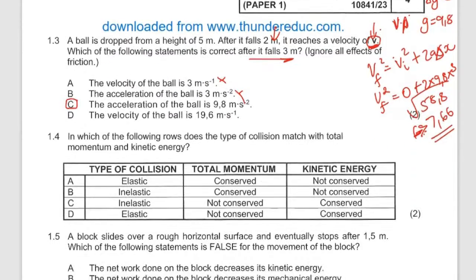Okay, then 1.4. In which of the following rows does the type of collision match with the total momentum as well as the kinetic energy? So with elastic collision, momentum is conserved, kinetic energy is not conserved. This is wrong. Inelastic, momentum is conserved, that's correct. Kinetic energy is not conserved. So I think it has to be B, because in B, we can see that everything is correct for the momentum and the kinetic energy.